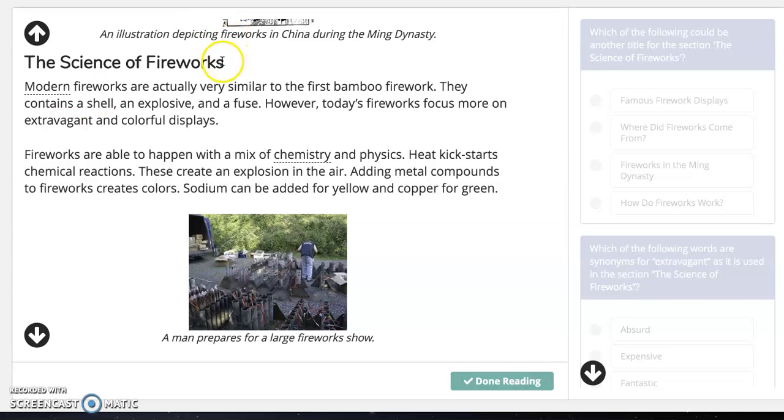Now our next heading says that we're going to be learning about the science of fireworks. How do those explosions actually happen? So modern fireworks are actually very similar to the first bamboo firework. So they haven't really changed a bunch over time. They contain a shell, an explosive, and a fuse. However, today's fireworks focus more on extravagant and colorful displays.